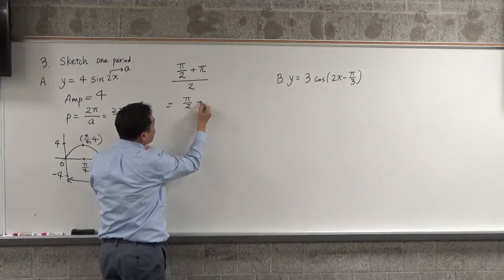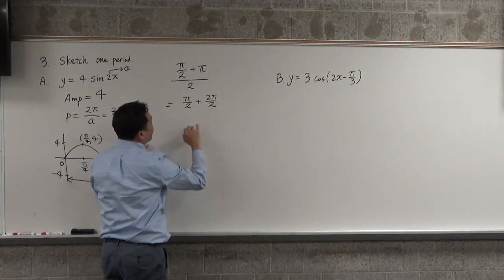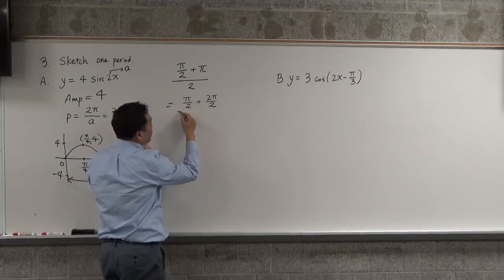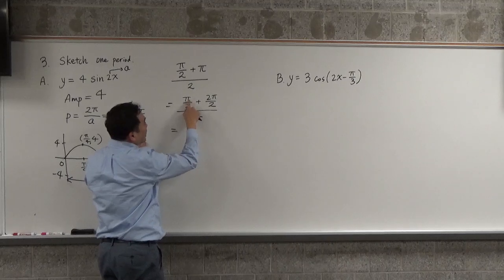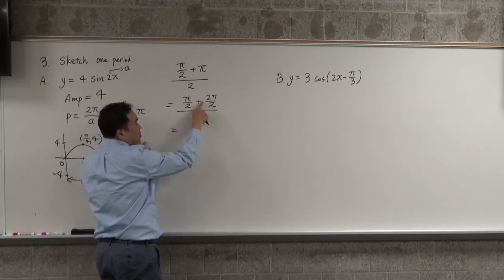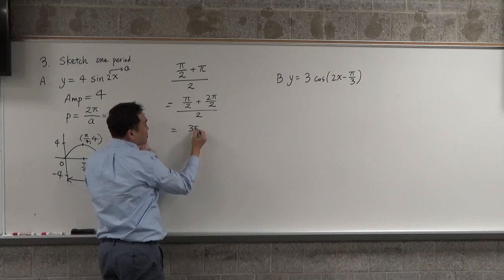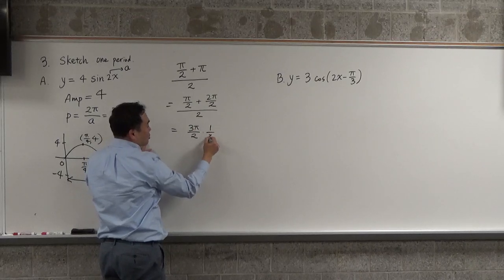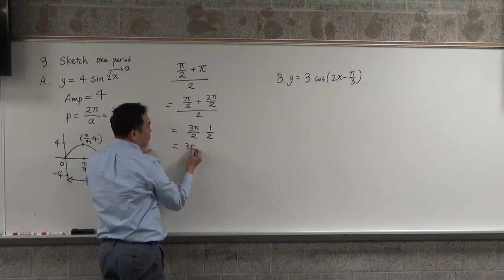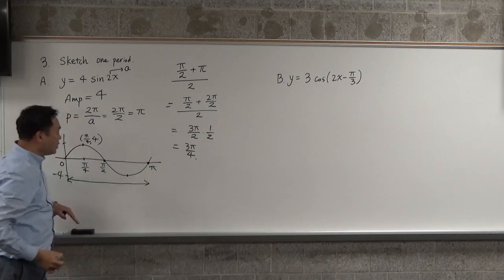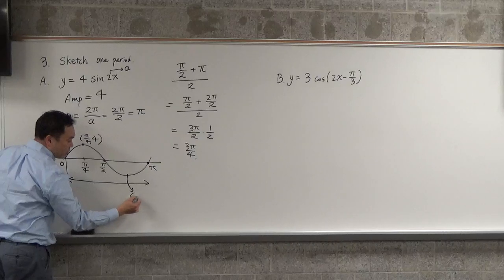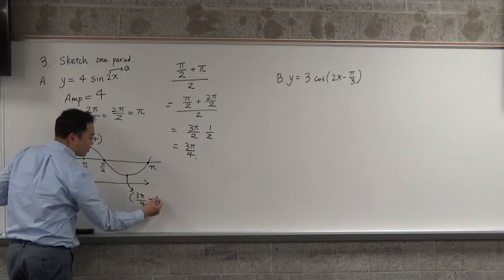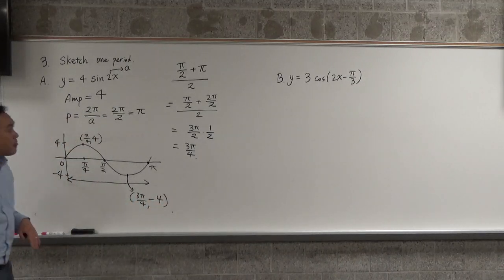In order to add fractions, we need common denominators. So I multiply 2 top and bottom. So 2 pi divided by 2 is the same as pi, right? And then pi plus 2 pi. Now that they have common denominators, I can just add pi and 2 pi, which gives you 3 pi divided by 2. And then dividing by 2 is the same as multiplication by 1/2. So that gives you 3 pi over 4. And that tells us that this point right here would be 3 pi over 4, comma, what's the y-coordinate? Negative 4. Just like that, okay?